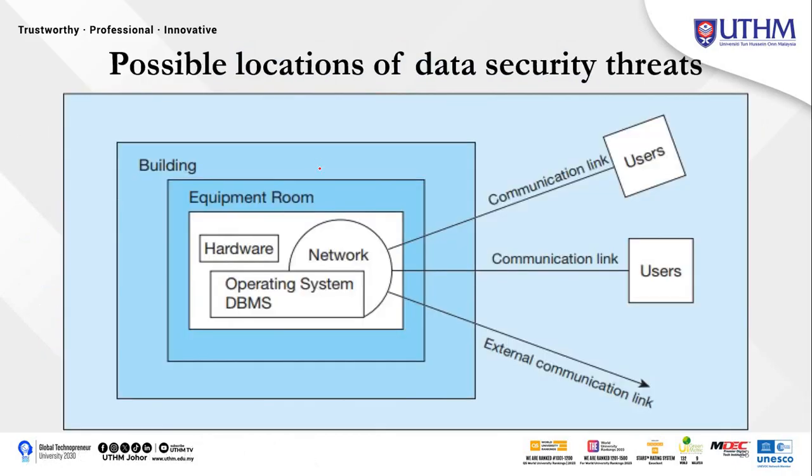So these are the possible locations of data security threats. You can see we have a building. Inside a building we have an equipment room. Inside the equipment room we have hardware, operating system, DBMS, and network. The network is connected through a communication link. So we have users, communication link, and external communication link. This will be internal, and these are the external links.